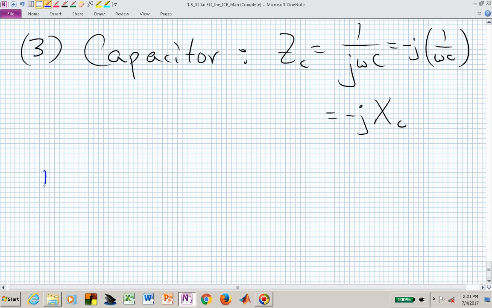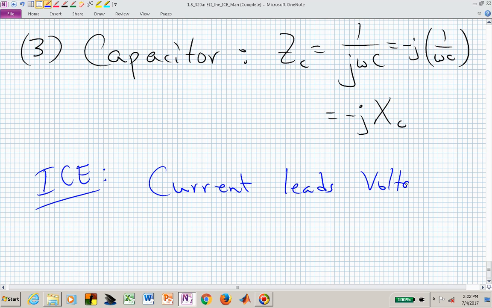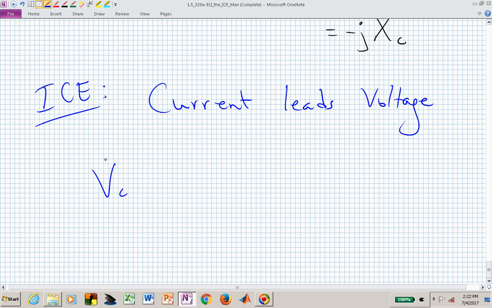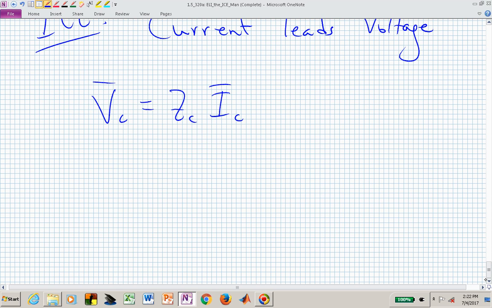Again, we have ICE instead of ELI for the capacitor, and here current is in front of the voltage, or the current leads the voltage. And if we now look at the relationship between the current and voltage of a capacitor, we still have this generalized Ohm's law in play. We have V sub C is equal to Z sub C, I sub C.